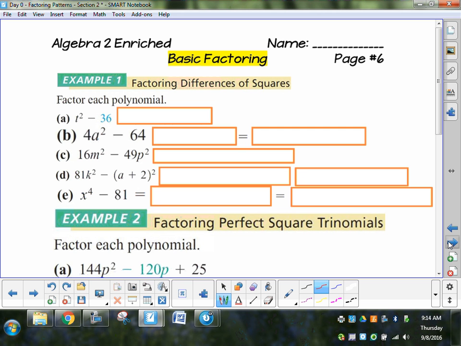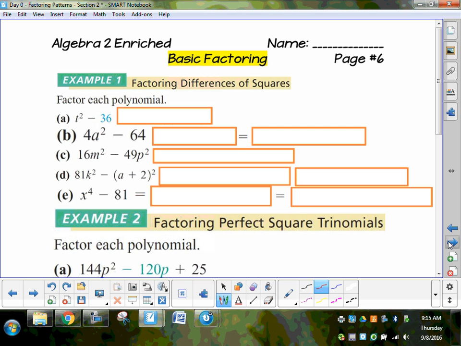So the next thing I want to try is the difference of perfect squares. I look at this and say, all right, I've got a left and a right term. There's subtraction between them. That's where the difference part of difference of perfect squares comes from. I'm going to take the square root of the left and the square root of the right, since both of these are perfect squares. The square root of the left is a t. The square root of the right is a 6.